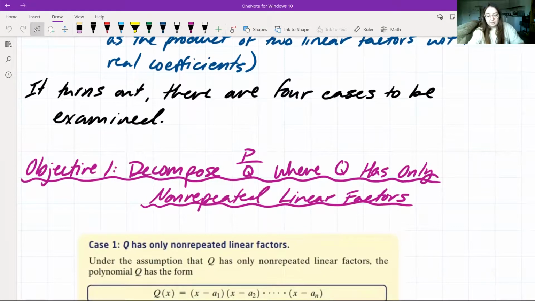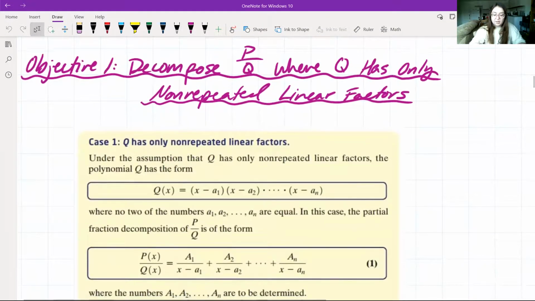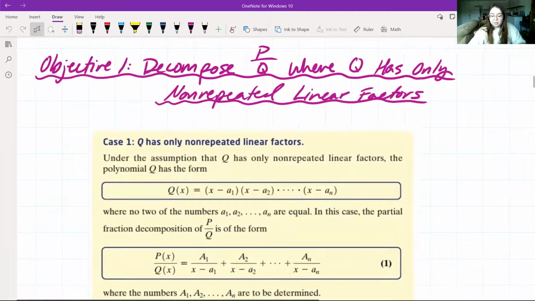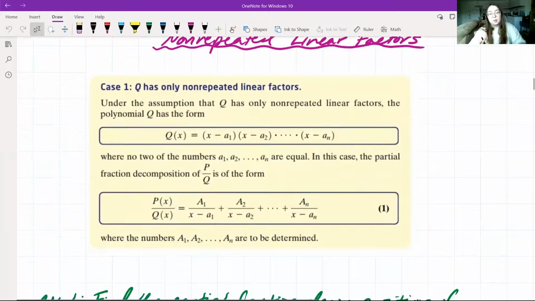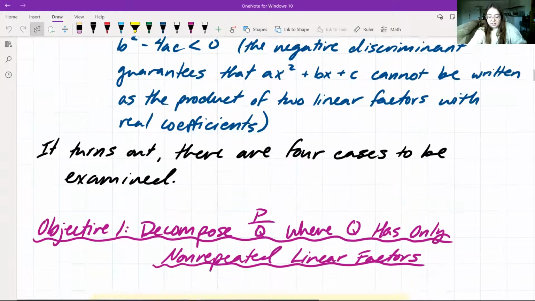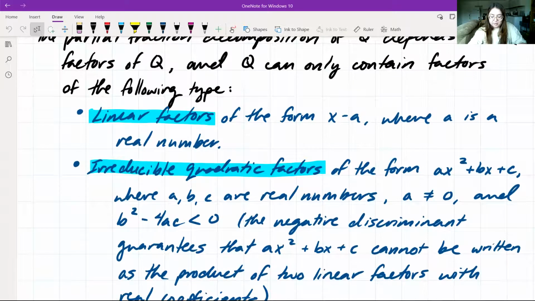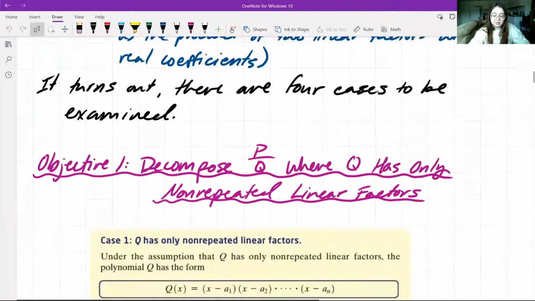So it turns out there are going to be 4 cases of this to be examined, hence our 4 objectives. So objective 1, we want to decompose p over q, where q has only non-repeated linear factors. Remember, our linear factors look like x minus a, where a is a real number. So a can be equal to 0. In this case, it just has to also be a real number.